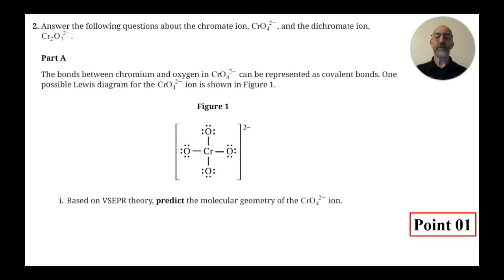In question 2, it says, answer the following questions about the chromate ion CrO4 2- and the dichromate ion Cr2O7 2-. The bonds between chromium and oxygen in the chromate ion can be represented as covalent bonds, and one possible Lewis diagram for the chromate ion is shown in Figure 1. Based on VSEPR theory, predict the molecular geometry of the chromate ion. And so that would be tetrahedral geometry. So that's the first point.